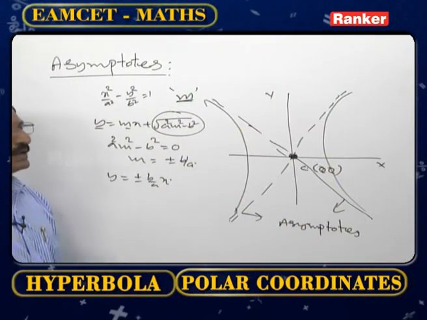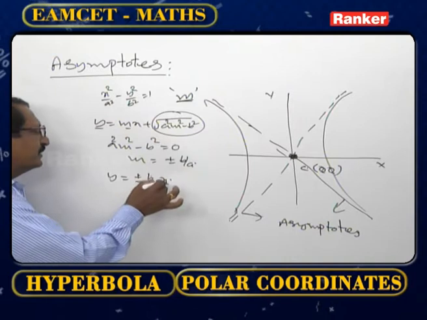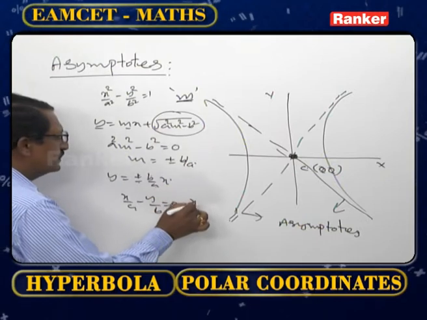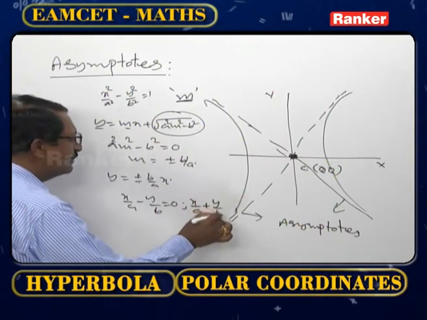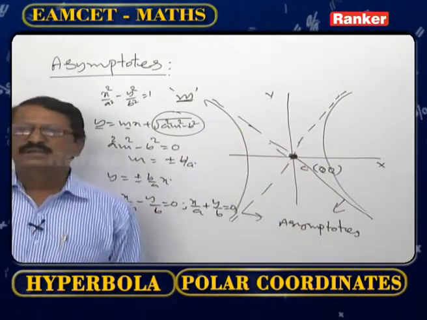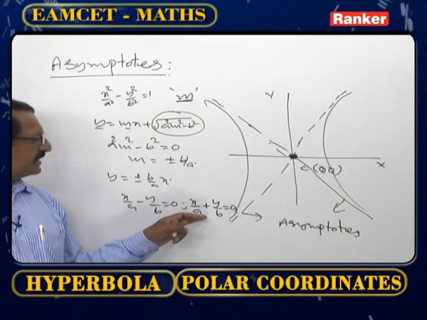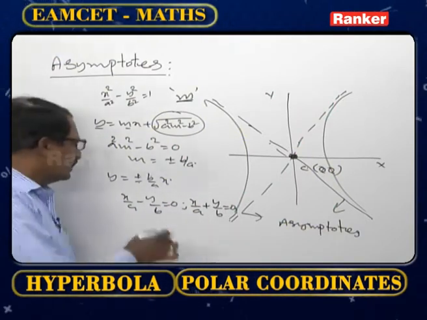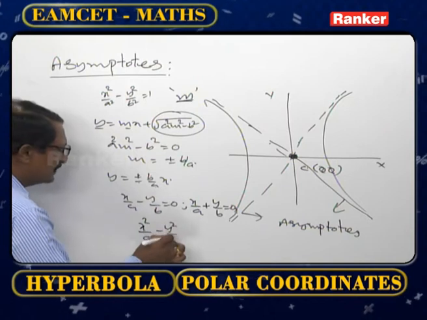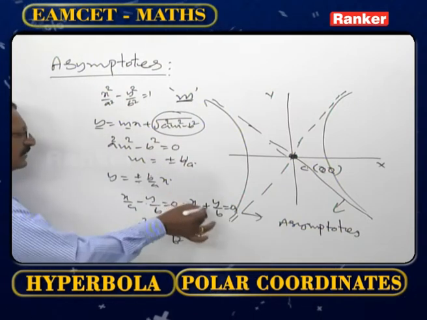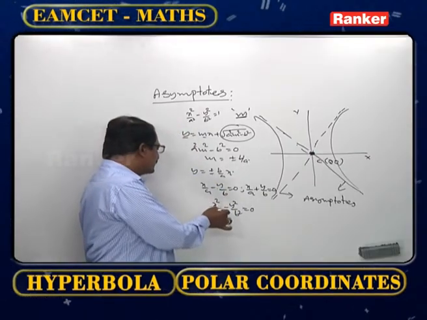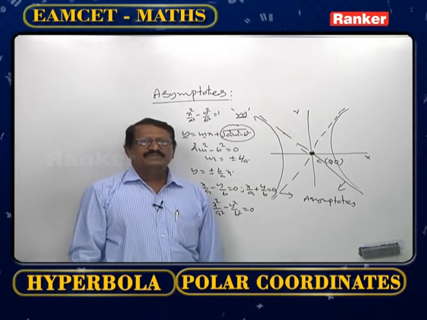Now the asymptotes of the hyperbola are y equals plus or minus b by a into x, or x by a minus y by b equals 0 is one asymptote, and the second asymptote is x by a plus y by b equals 0. Multiplying them together, we get the combined equation of asymptotes: x square by a square minus y square by b square equals 0.